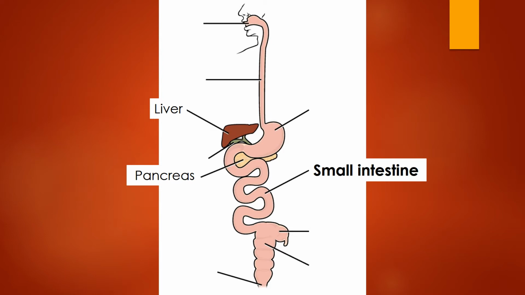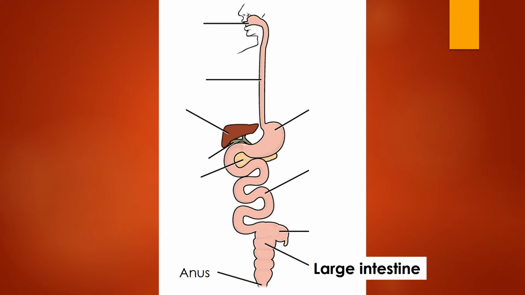The smaller molecules are absorbed into the bloodstream through the epithelial cells lining the walls of the small intestine. The waste material travels onto the large intestine, where water is absorbed and the dried waste material is compacted into feces. It is stored until excreted through the anus.